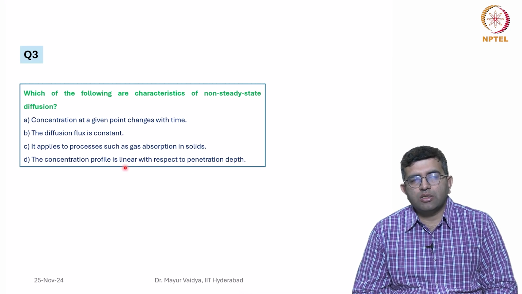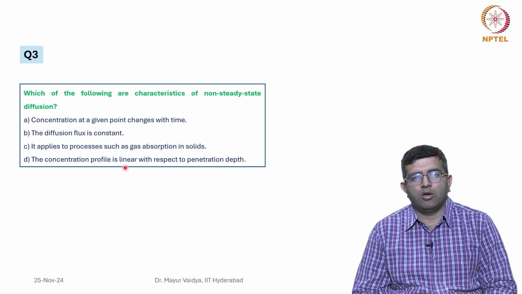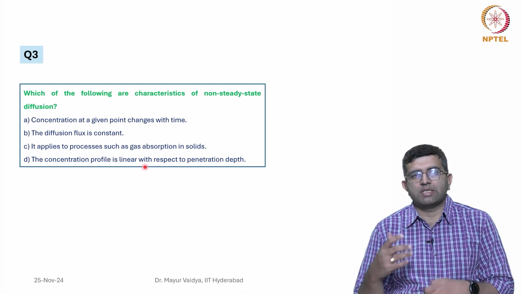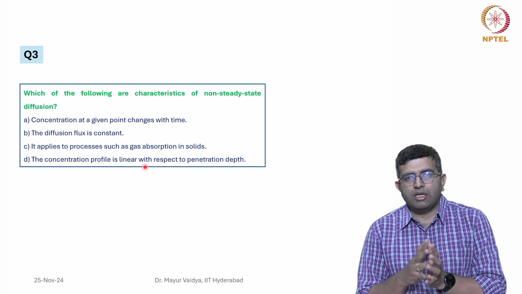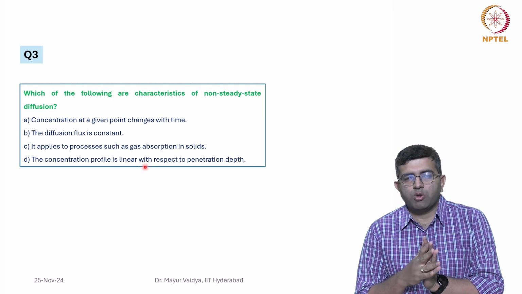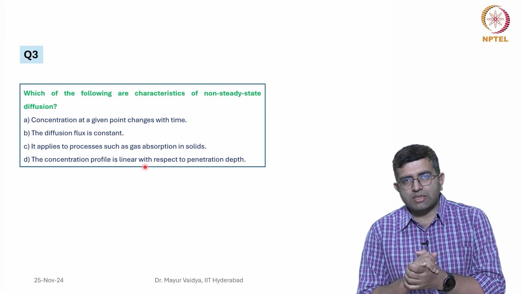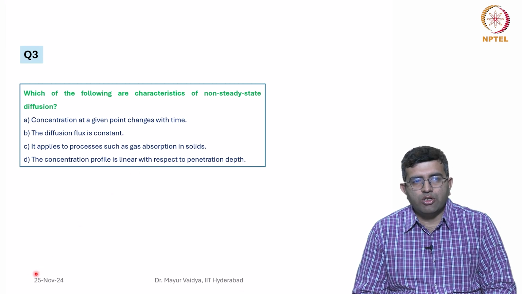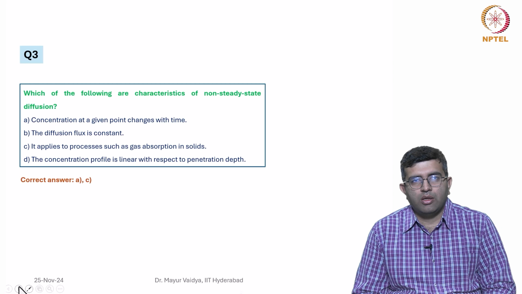And the concentration profile is linear with respect to the penetration depth: this is not usually observed. You will see next week when we derive it that it is not necessarily linear. It has a more exponential or a more complex variation with respect to the penetration depth. So the correct answers are A and C.